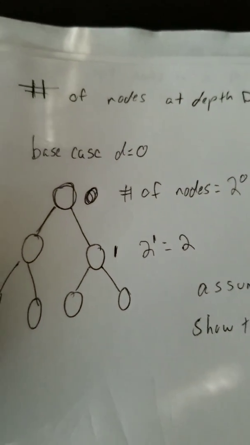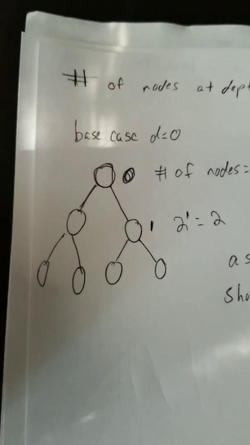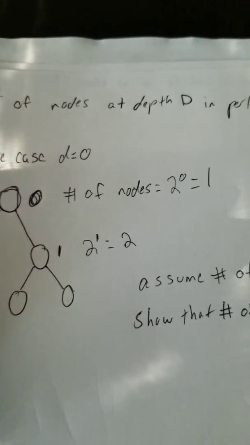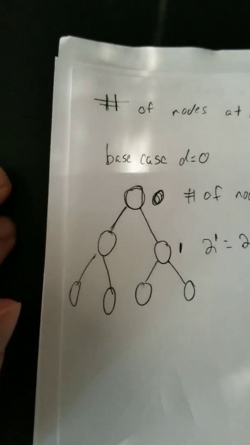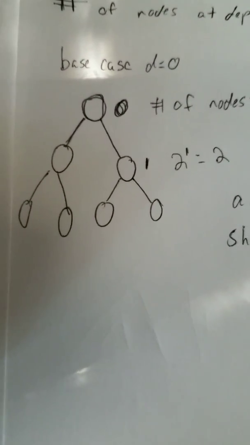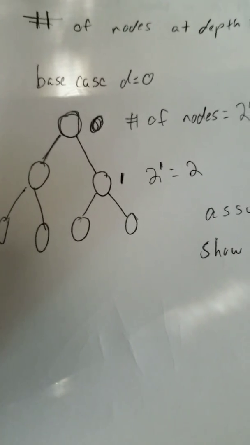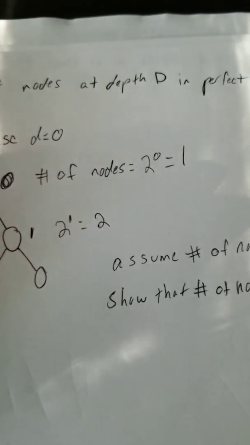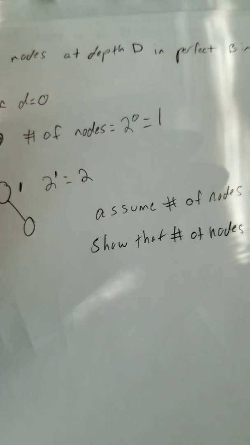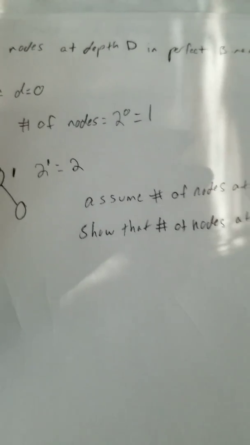So if we use 0 as our base case, at depth 0 we just have our root. So the number of nodes would be equal to 2 raised to the power of 0, which indeed does equal 1. At the next level down, we have level 1, and you can see in the illustration you have 2 nodes. 2 raised to the power of 1 does in fact equal 2, so we can prove our base case.